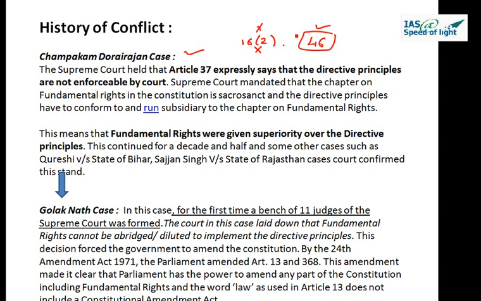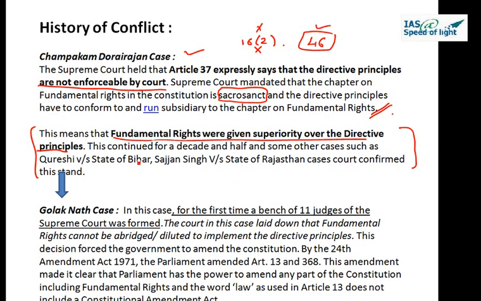And the Supreme Court held that Article 37 expressly says that directive principles are not enforceable by the court. The Supreme Court mandated that the chapter on the fundamental rights in the Constitution is sacrosanct and the directive principles have to conform and run subsidiary to the chapter on fundamental rights. So clearly, fundamental rights were given superiority over the directive principles. And this particular judgment, that fundamental rights are superior to the directive principles, continued for a decade and a half.